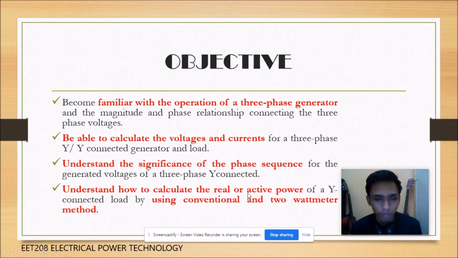The objectives are to become familiar with the operations of a three-phase generator and the magnitude and phase relationship connecting the three-phase voltages, and then to be able to calculate the voltages and currents for a three-phase Y-to-Y connected generator and loads. Then, understand the significance of the phase sequence for the generated voltage of a three-phase Y-connected generator. Lastly, understand how to calculate the real active power of Y-connected loads by using the conventional and two-wattmeter method.